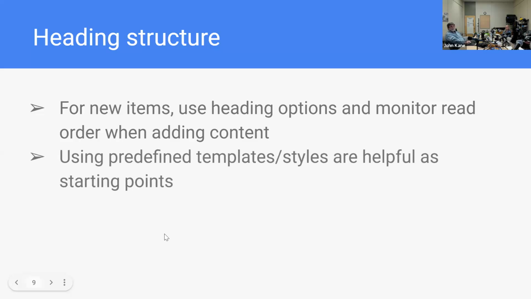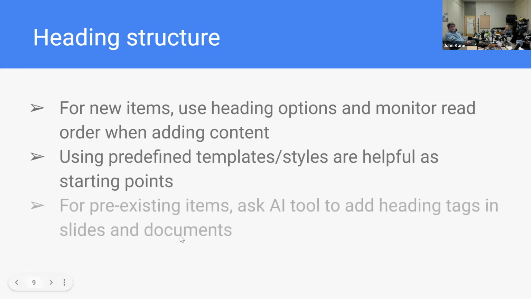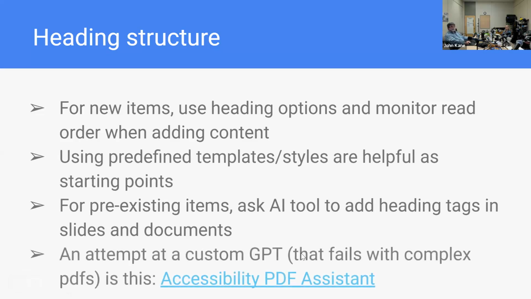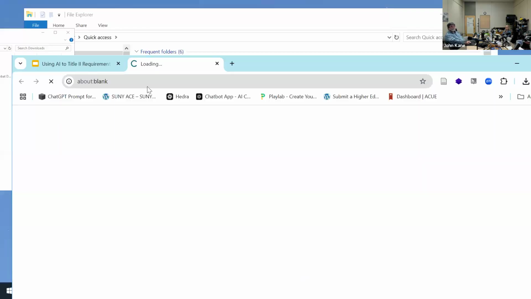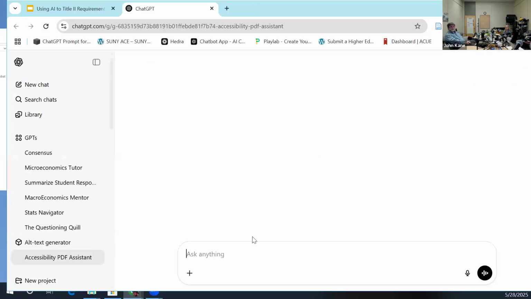Using predefined templates and styles in Word, et cetera, is really helpful. But you can also ask AI tools to add heading structures in slides and documents. And I do have something there that I've been working with, and I did just make a modification with it. It seemed to work really nicely. And this is another custom GPT that I created a couple of days ago. And it looked like it was working, but it turned out not quite.